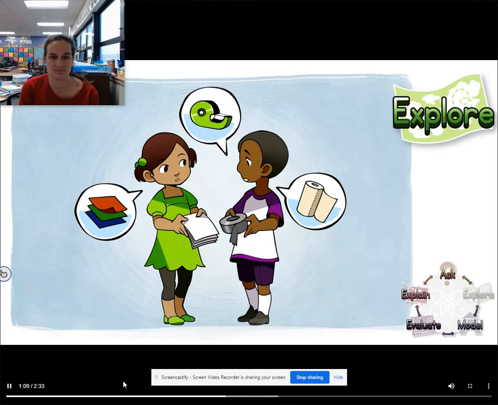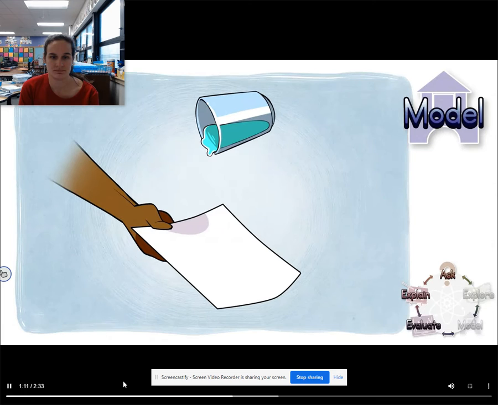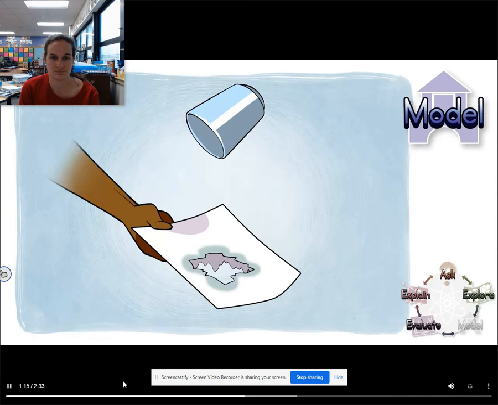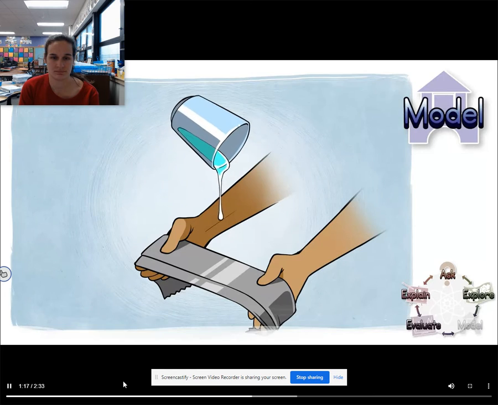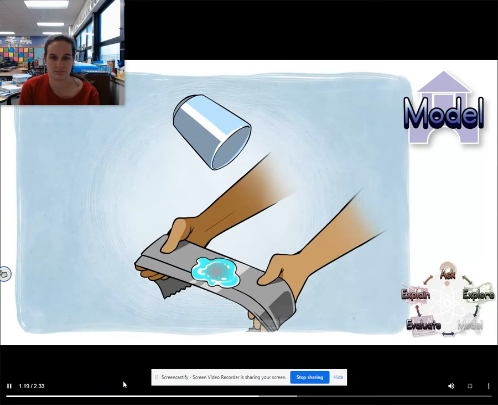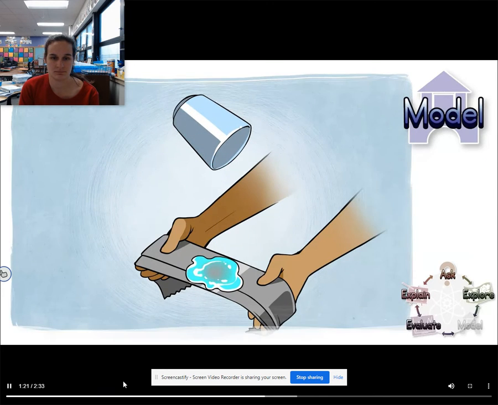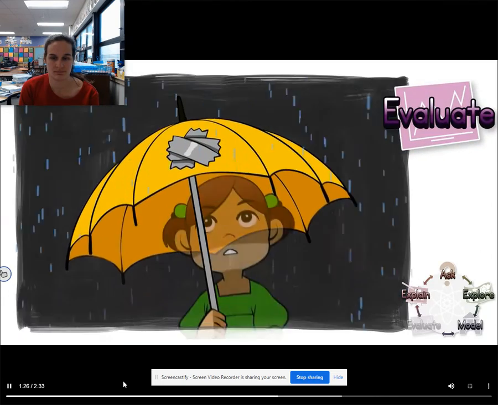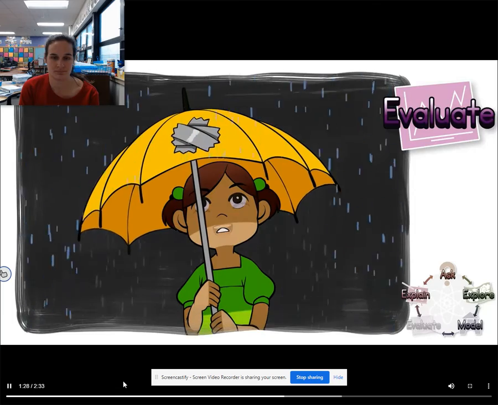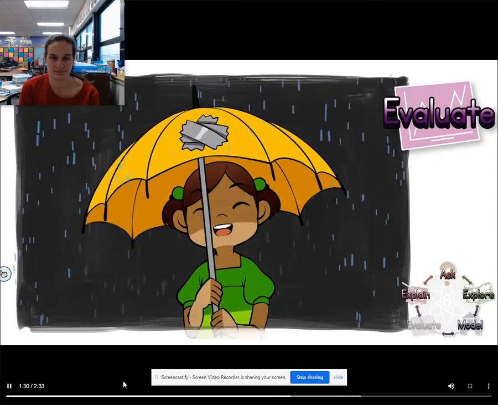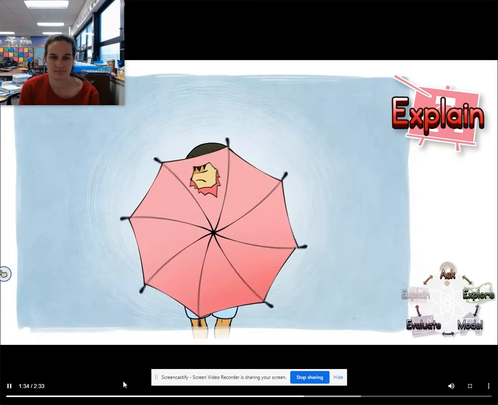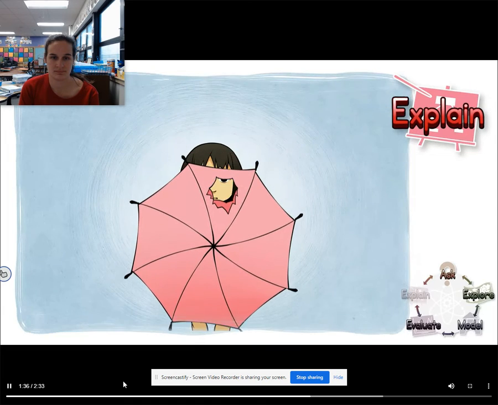The next step in the design process is model. It is now time to choose the best possible solution for the problem. Once you've settled on the best solution, it's time to build a model. But building a model is not enough. In the evaluate step, you will test your model to determine how well your idea solved or did not solve the problem. The explain step of the design process involves sharing your design and the results of your testing.